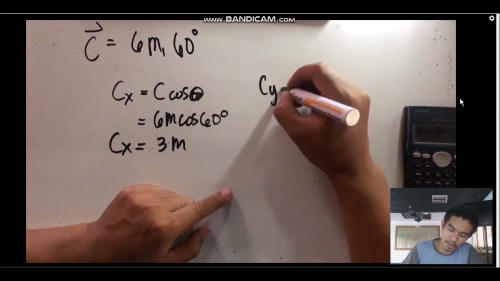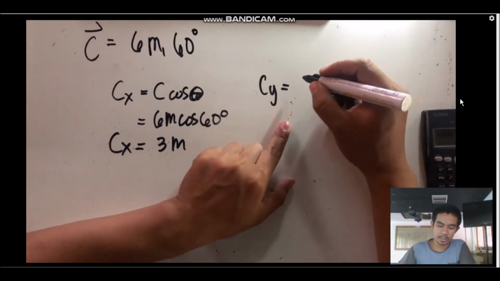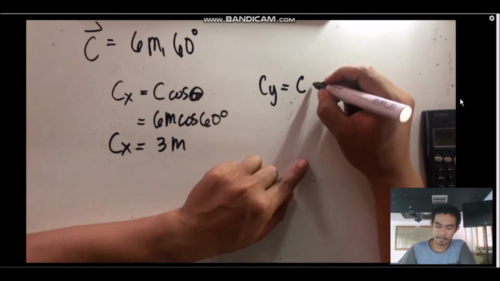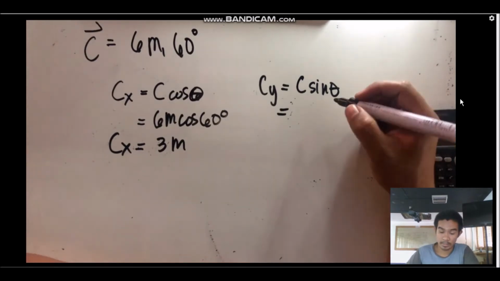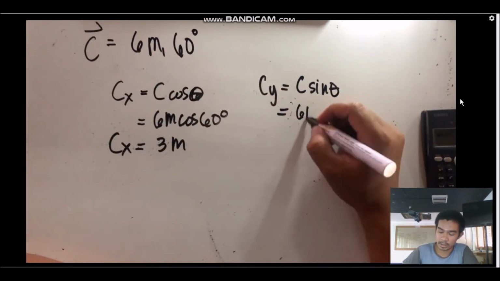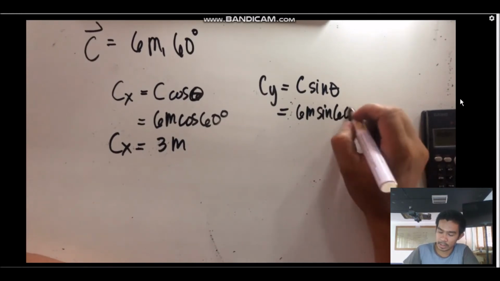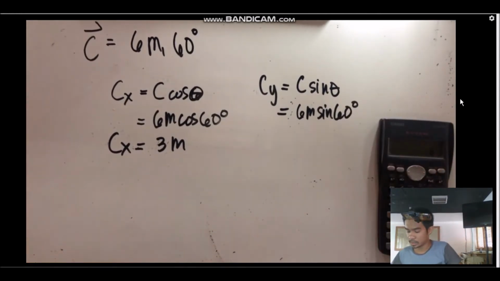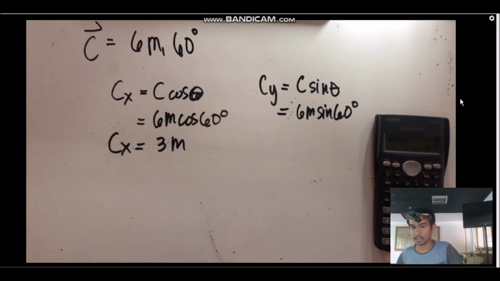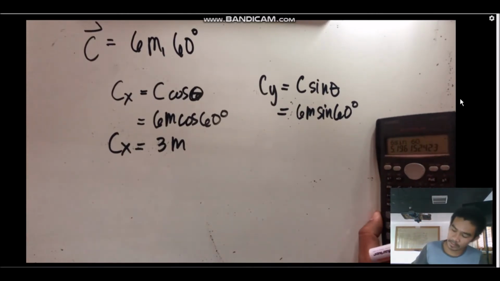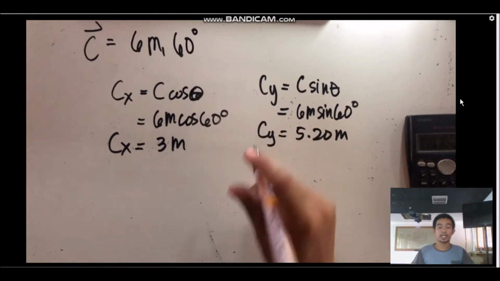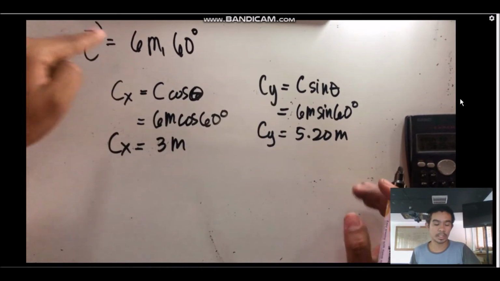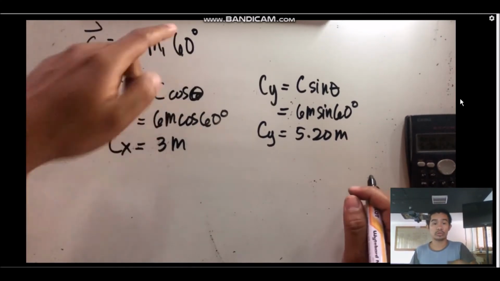How about the y component? The y component is the magnitude C sine of theta. The magnitude of vector C is 6 meters. So this is 6 meters sine of 60 degrees. So what is 6 sine 60? That's approximately 5.20 meters. That's the y component. So we can now express this vector, which is expressed in magnitude and direction, into its components.